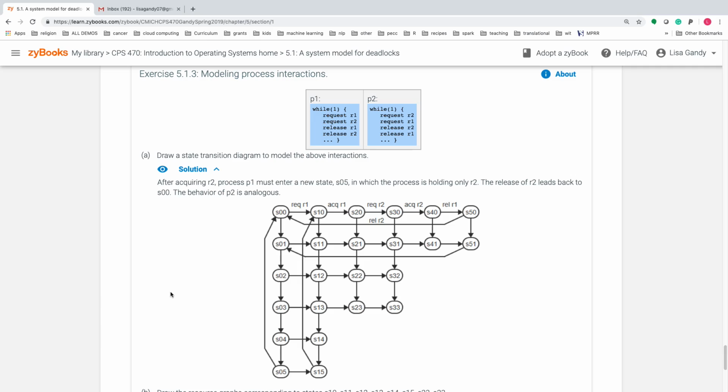So we're assuming that after they request, they acquire. So here we have P1: request, it acquires, request, acquire, and then releases R1. And then here we have request. It's kind of the same thing, but going down.